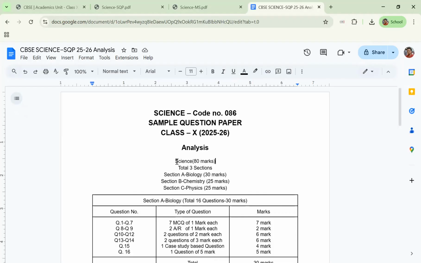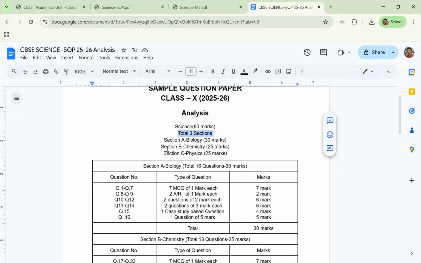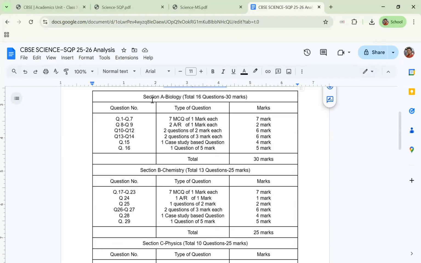The analysis. So the science paper is of 80 marks total. There are 3 sections now. Section A consists of bio, which is of 30 marks. Section B consists of chemistry, which is of 25 marks. Section C consists of physics, which is again of 25 marks. Let's move into section A.